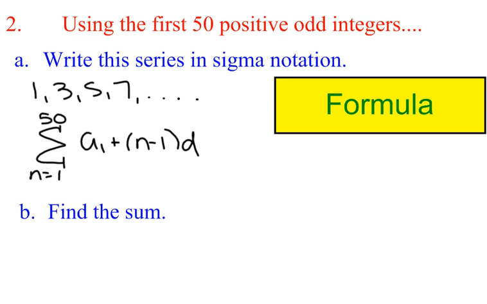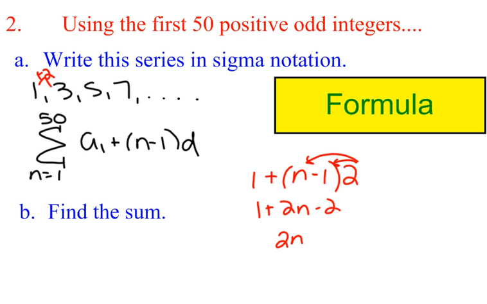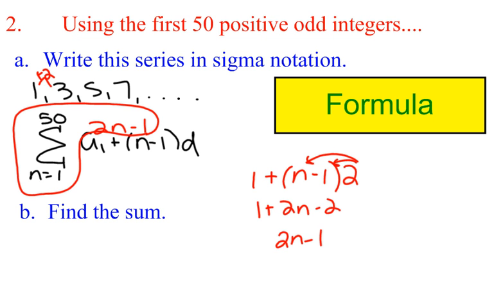a1 would be 1, right? Plus, we always leave this n minus 1, and our common difference here, we're adding 2 every time. So when I go ahead and distribute here, I would have 1 plus 2n minus 2. So I have 2n minus 1, which is what's going to go in this spot right here on my calculator. So you can use your calculator and put this part in, and when you hit enter, so go ahead and do that for a minute. I'll show the formula we should use there.